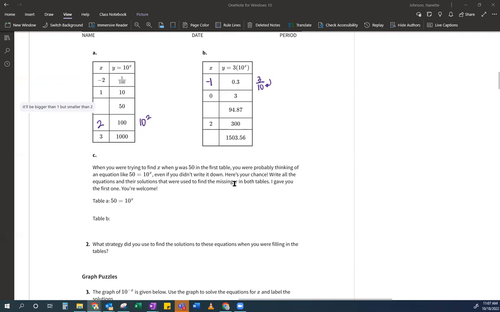Even if you didn't write it down, so here's your chance. Write all the equations and their solutions that were used to find x in the tables. I gave you the first one. It's 50 equals 10 to the x. Now, what are they talking about, Ms. Johnson?